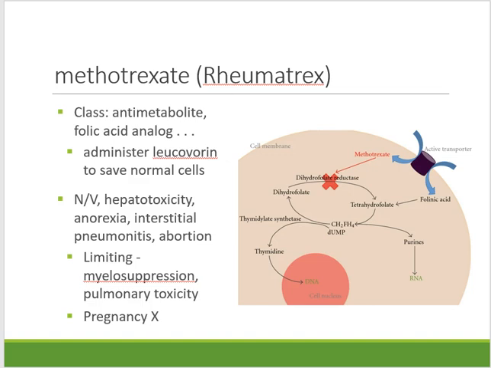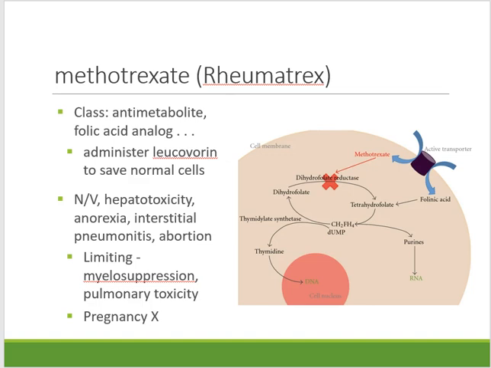Some adverse effects with methotrexate are nausea and vomiting, hepatotoxicity, anorexia, interstitial pneumonitis, and abortion. So it's a category X drug. Should not be for anybody getting pregnant or wanting to get pregnant. A limiting factor is myelosuppression, also pulmonary toxicity. If the cell counts are too low at that point they'll stop it, or if pulmonary problems start to develop, then they'll stop that treatment as well.